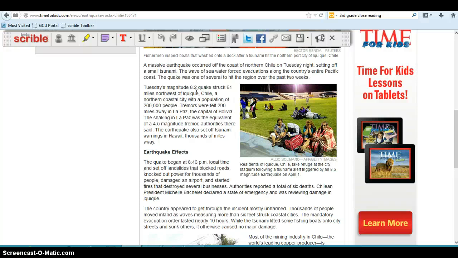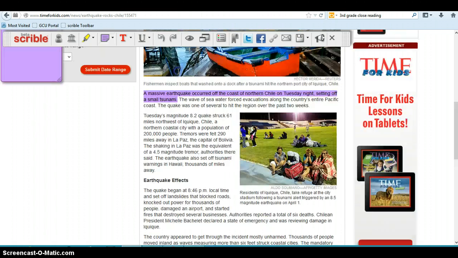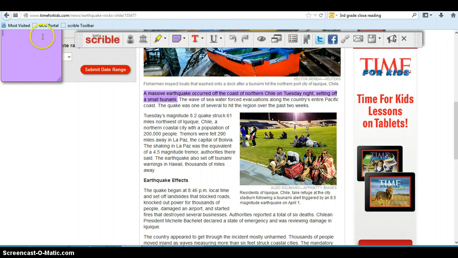So that is what I will annotate as my main idea. To use the Scrible Toolbar, I'm going to click on a sticky note. And then I can highlight this first sentence. I'm going to move the toolbar out of the way a little bit. And I'm going to type that this sentence is the main idea.